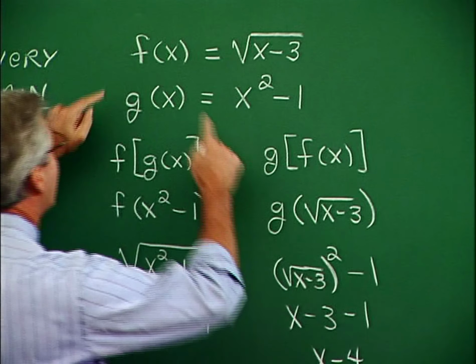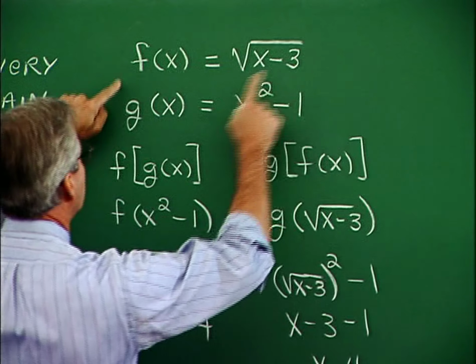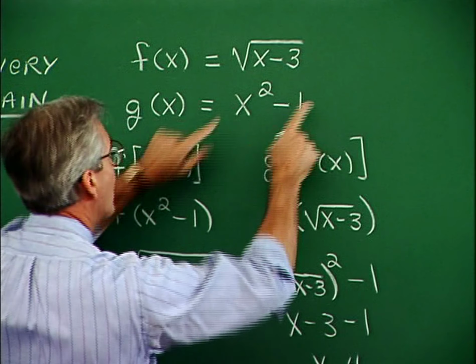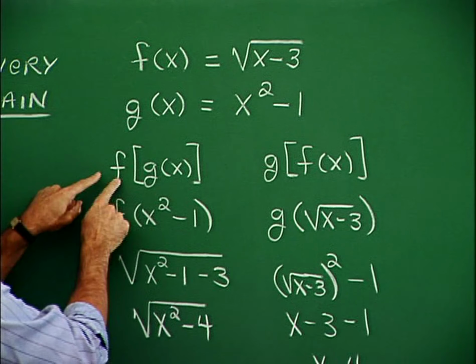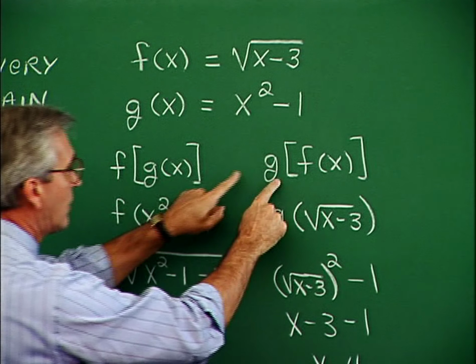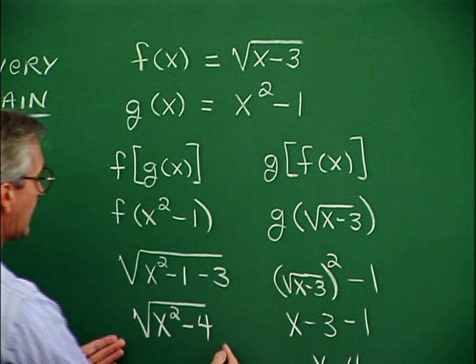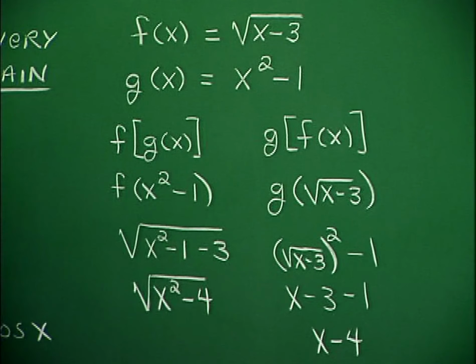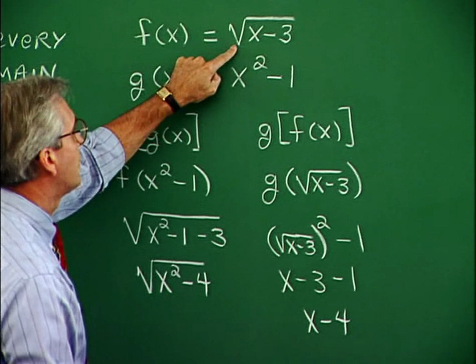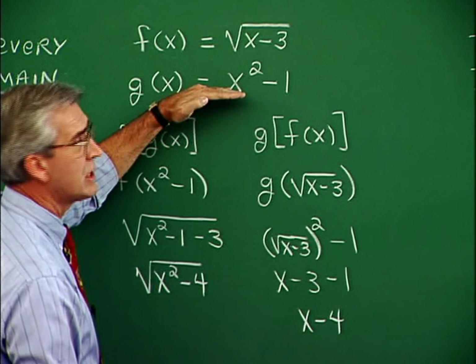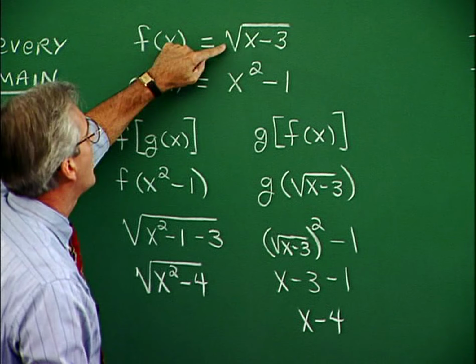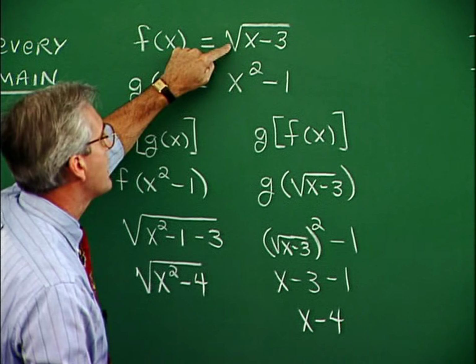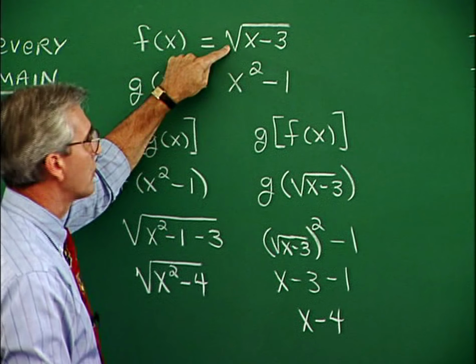Well, here we have f of x as this radical function and g of x as this polynomial function, and I've calculated f of g of x, I've calculated g of f of x, and I get these for those calculations. And now both of these are continuous over their domains. The domain here would be x values greater than or equal to 3.